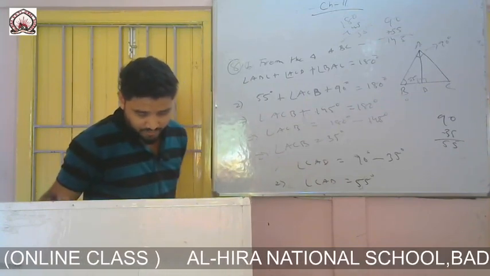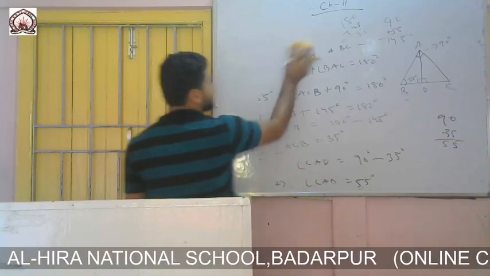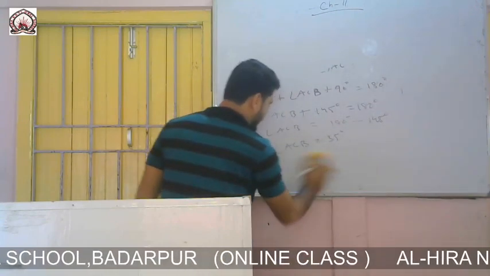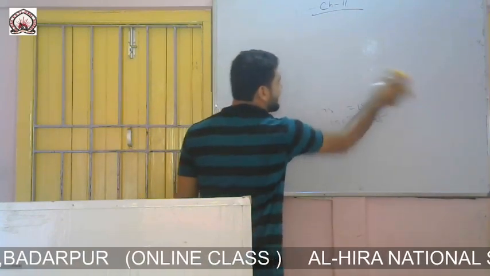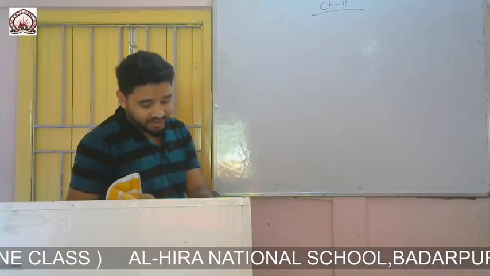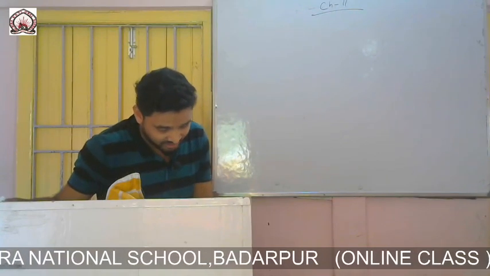8(1) is finished. Now come to 8B. So this is the last sum for today. The rest of the sum I will do in the next class. So 8(2) is the last sum, and number 7 remaining I will do in the next class.